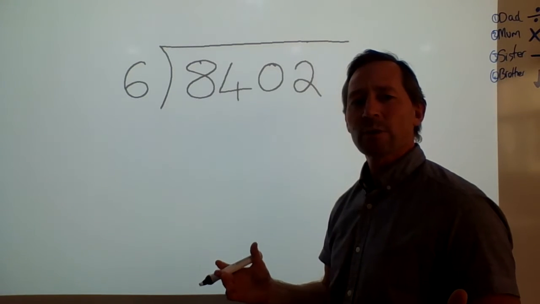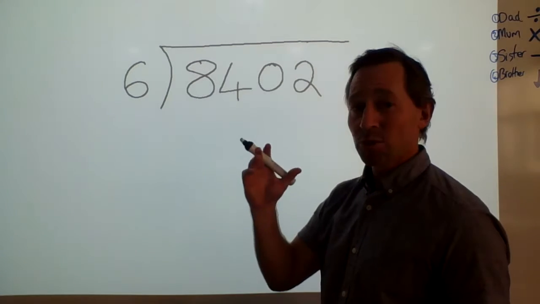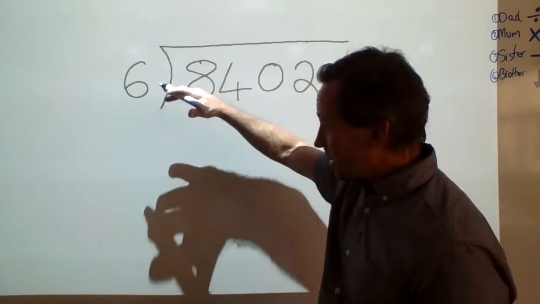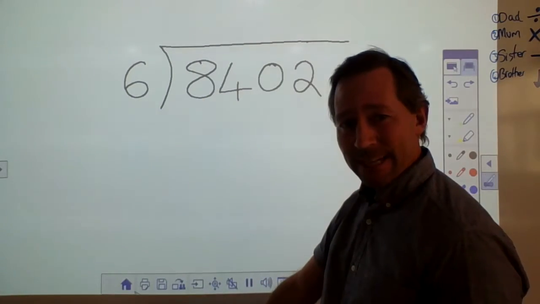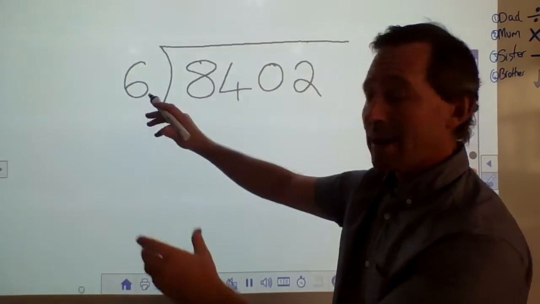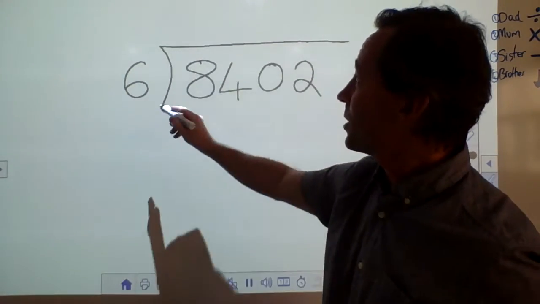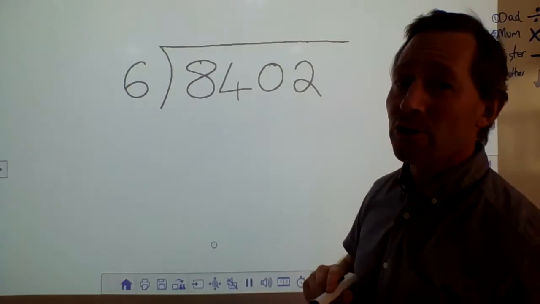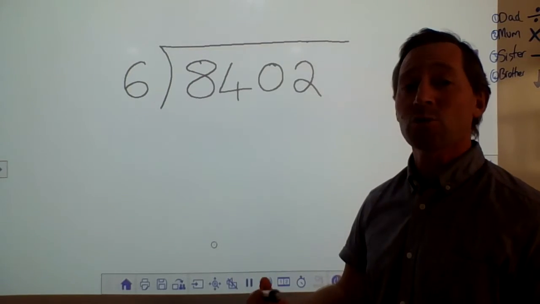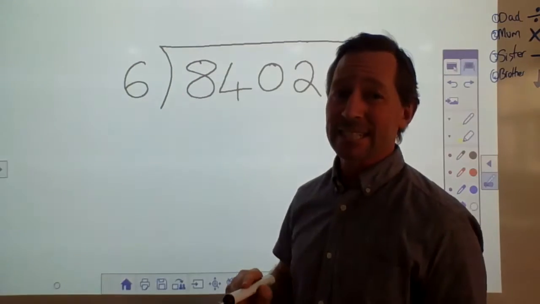Hey guys, this is all about short division. So, short division: instead of all that long division, with all the numbers that come down here, we're just going to use the remainder and stick it next to the next digit. So what that looks like is I have 8,402 and I'm dividing it, or sharing it, between 6.